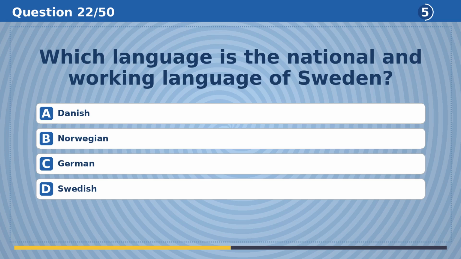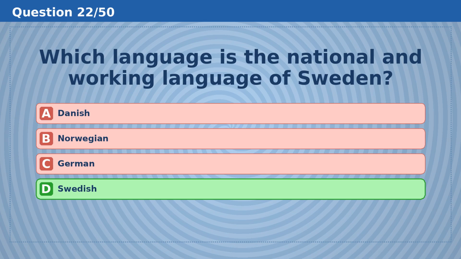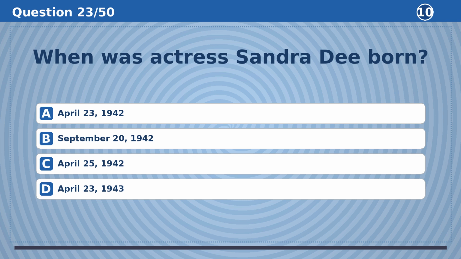Which language is the national and working language of Sweden? The answer is D. Swedish.